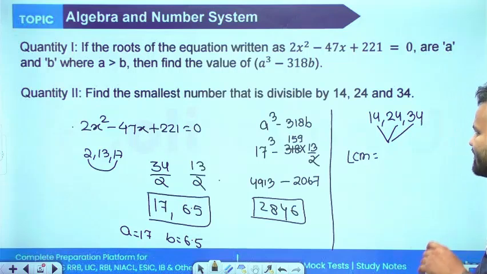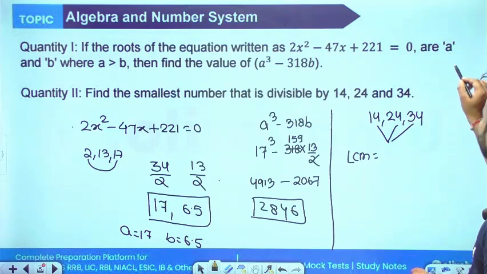So what is the LCM? How to find the LCM of three numbers? Either you do this, which we have already done in our 7th or 8th class, by calculating the LCM like this: divide by 2, 2, 2, 3, 7, 5 so that we get 1, 1, 1.